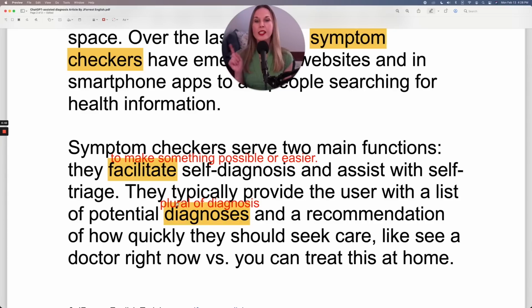So here, diagnoses is the plural of diagnosis, and a recommendation of how quickly they should seek care, like see a doctor right now versus, that's what this VS stands for, versus or compared to. See a doctor right now or compared to treat this at home. So obviously see a doctor right now is very severe, and that's what the symptom checkers will do. They'll review your symptoms and then say, you need to go to a doctor. Or they'll say, you can treat this at home, which means it's not very severe.